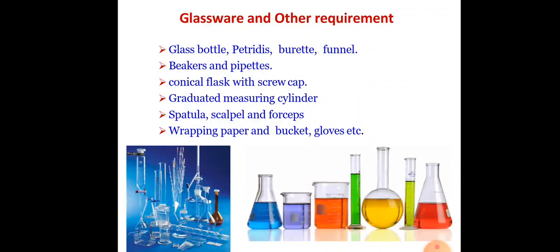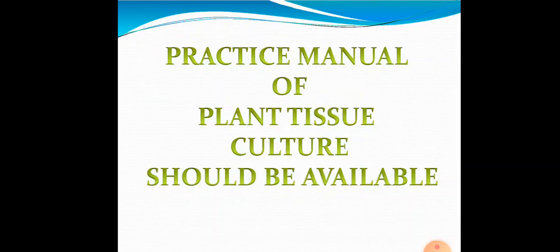And glasswares and other requirements for plant tissue culture: glass bottles, petri dishes, burettes, funnels, beakers, and pipettes, conical flasks with screw caps, graduated measuring cylinders, spatula, scalpel, and forceps, and wrapping papers, buckets, gloves also we have to provide. And the practical manual of plant tissue culture should be available in the plant tissue culture laboratory.